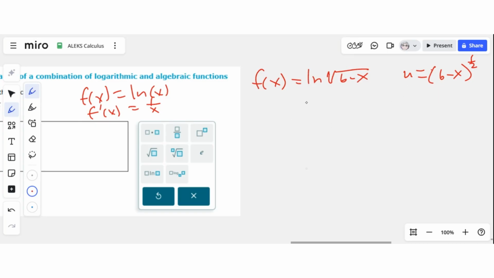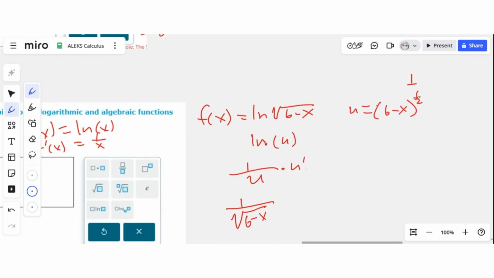And now we can take the derivative of the natural log of u. To do that, you're going to get 1 over u times u prime. So that's our chain rule. Well, we know what u is, so we've got 1 over the square root of 6 minus x, so 6 minus x to the 1/2, same thing, times the derivative of u. Well, what's the derivative of u? I think here we're going to have to use the chain rule again.